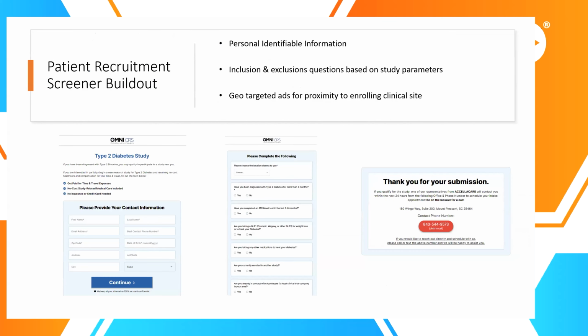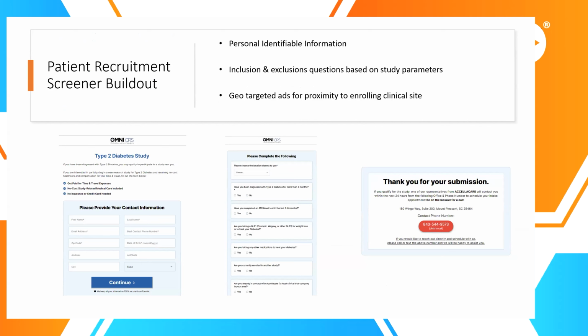This is a little bit about the screener build out. As you see from left to right, this is the first page that the patient sees. It has the type of study it is, their basic contact information. As we move on to the second image, this is the actual kind of I/E criteria that we use to build out the screeners. We work directly with the CRO or the site to have the most cohesive questions that we can so that we get the most highly qualified leads out of these screeners.